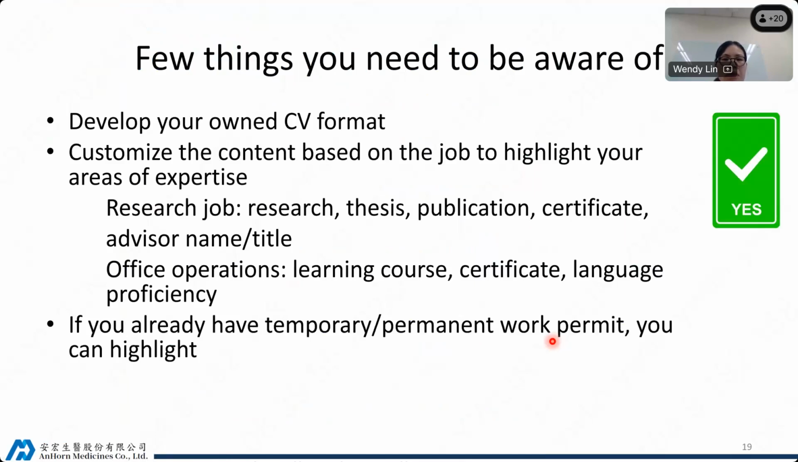Also, if you apply for a job overseas and you already have the work permit, you can mention it in your cover letter or in your resume. And then in the end, the most important thing is to proofread your writing. That is very, very important.